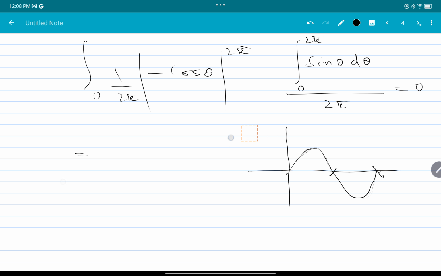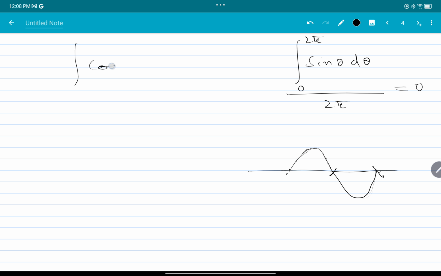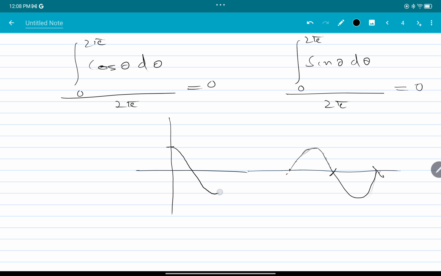Now similarly, if you check the average value of cos theta over a full cycle from 0 to 2 pi, it will be 0, because there will be as many positive values as negative values. You can have it here. Suppose it goes like this, to this, to this. A full cycle is from this to this, 2 pi. So the average value will be 0.